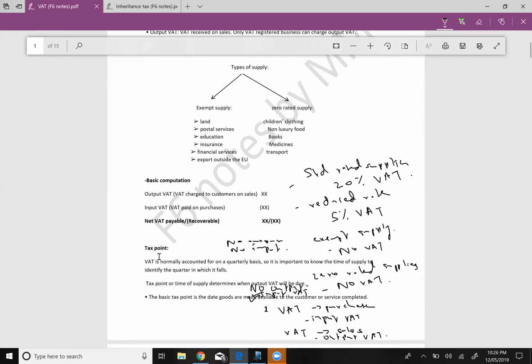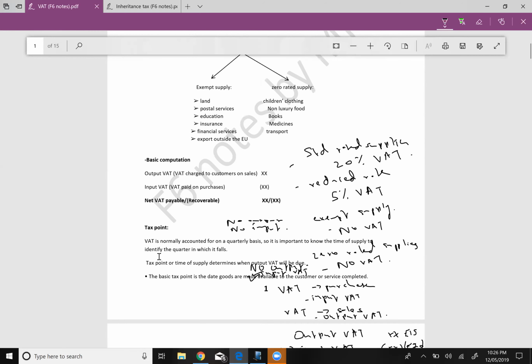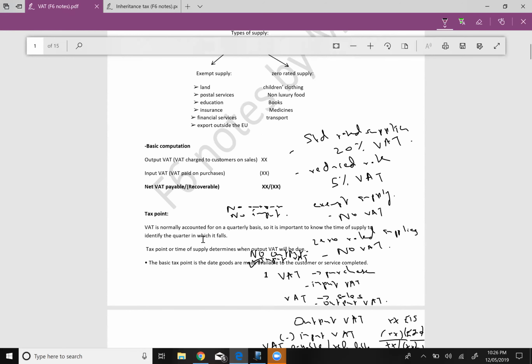Basically, over here we have the basic tax point. Basic tax point is where you have delivered the goods to consumers or rendered the services. According to the basic tax point, VAT should be charged when goods are delivered to the consumers or services are rendered. That is the point on which VAT should be charged.